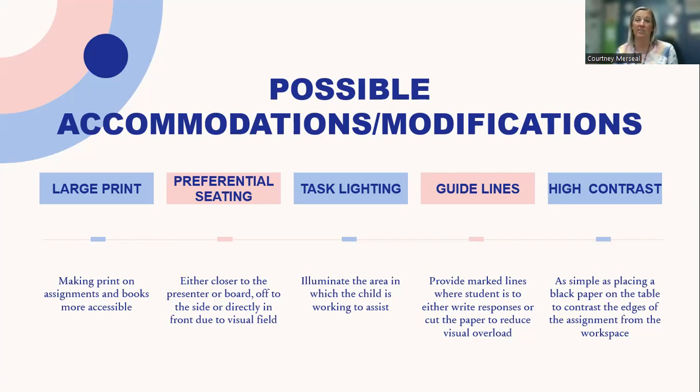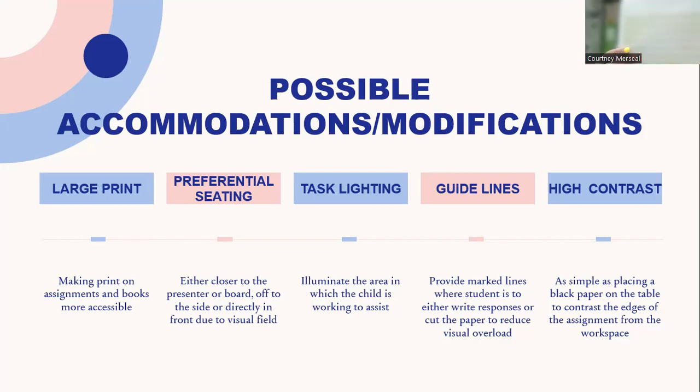Task lighting. I actually have a student this year that we use task lighting on in kindergarten due to him not being able to see very well in low light. And that would illuminate the area. A lot of times with our fluorescent bulbs that we use in a classroom, it can create kind of a haze on their papers. So we have been using LED lights to brighten up the task area where this student is working.